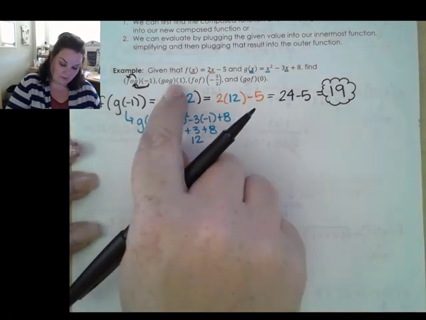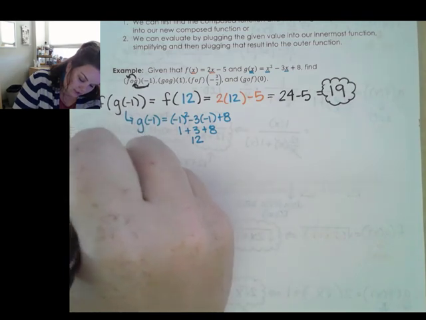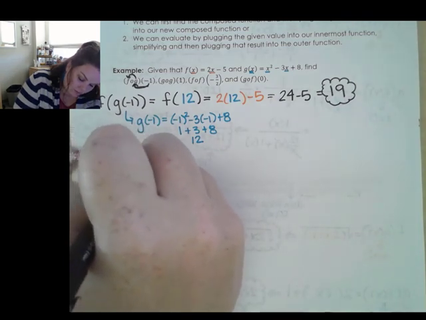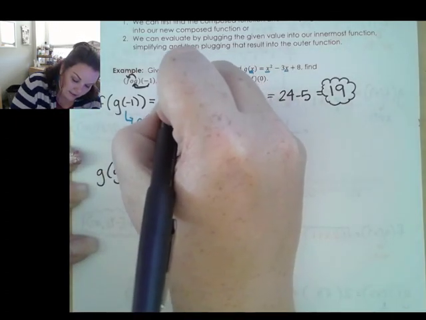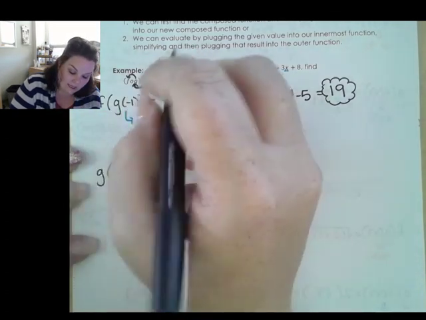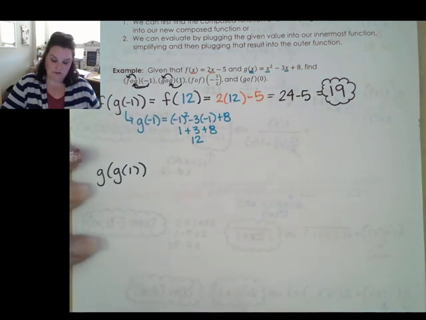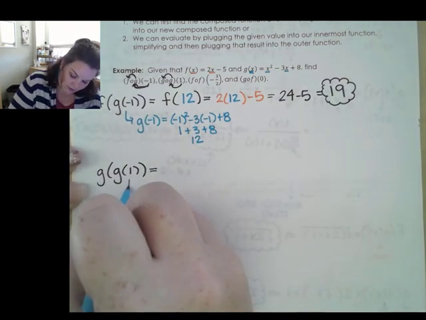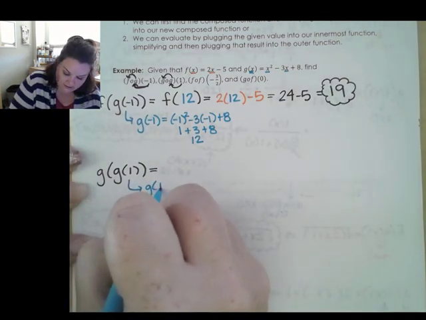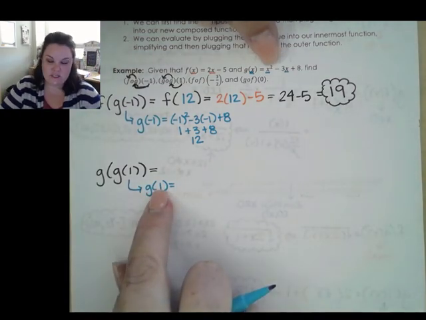Let's look at g composed of g evaluated at 1. So this means we're plugging 1 into our g function, and whatever that equals, we're going to plug it back into our g function. So when we get started, we're going to start by figuring out what g of 1 equals. So we're going to plug 1 into our g function.